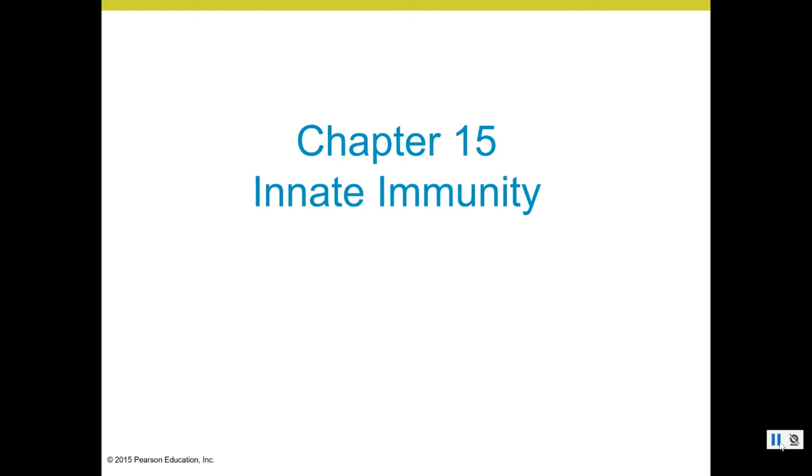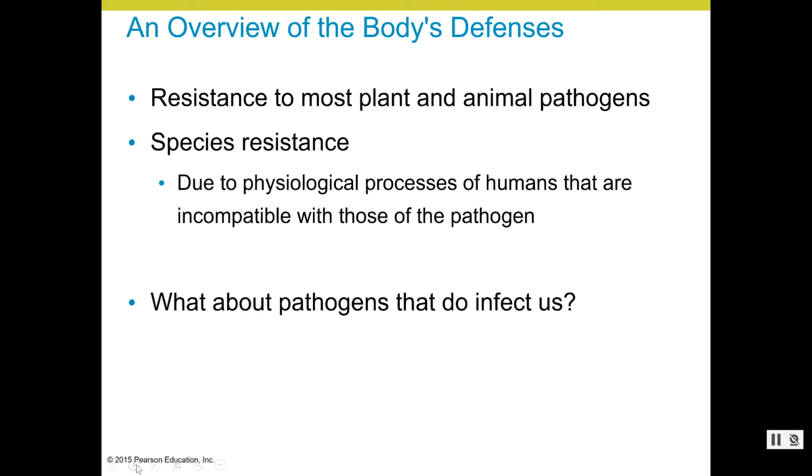We've got two chapters for immunity, chapters 15 and 16. The first chapter is going to talk about innate immunity, and the second chapter is going to talk about adaptive immunity. But before we really get started, we're going to do an overview concept map so we can figure out how immunity works and the interactions between innate immunity and adaptive immunity.